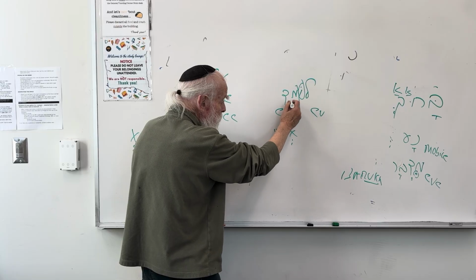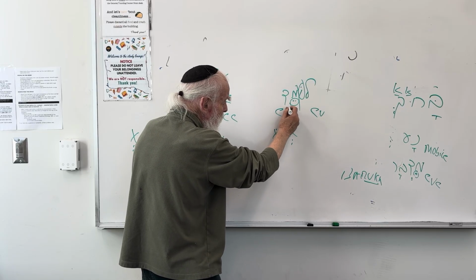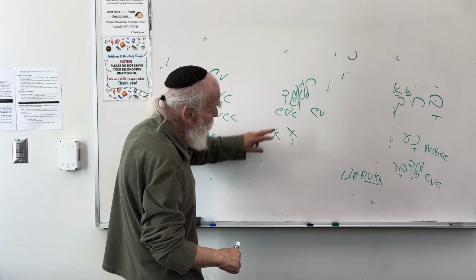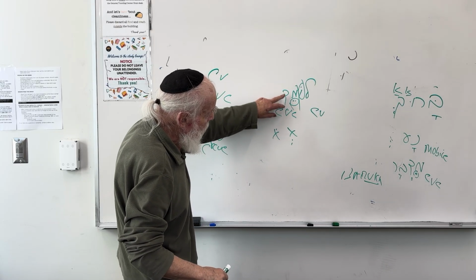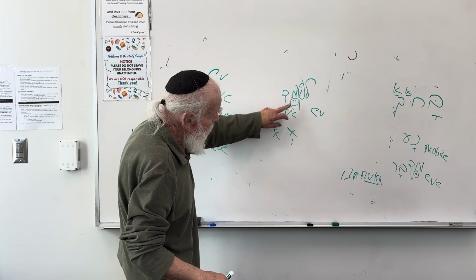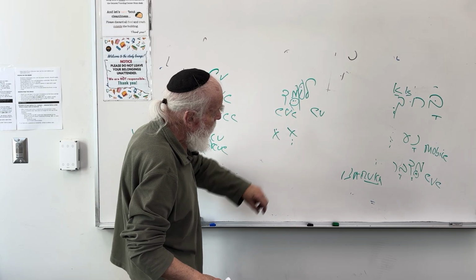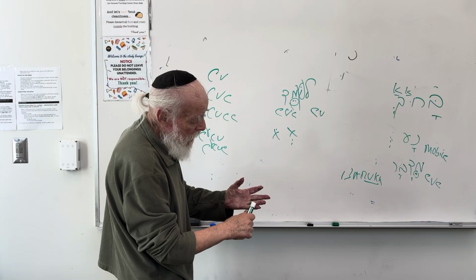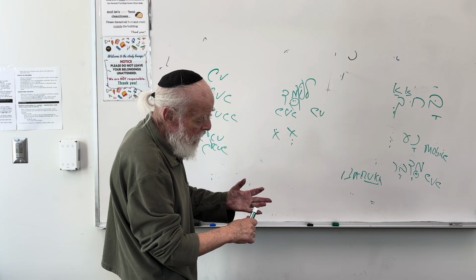The mem has a tsere followed by a dalet. It's CVC. This is a closed syllable. A syllable ending with a consonant is closed. A syllable ending with a vowel is open. I look at my tsere. Tsere is a medial vowel. Medial vowels attract the accents.